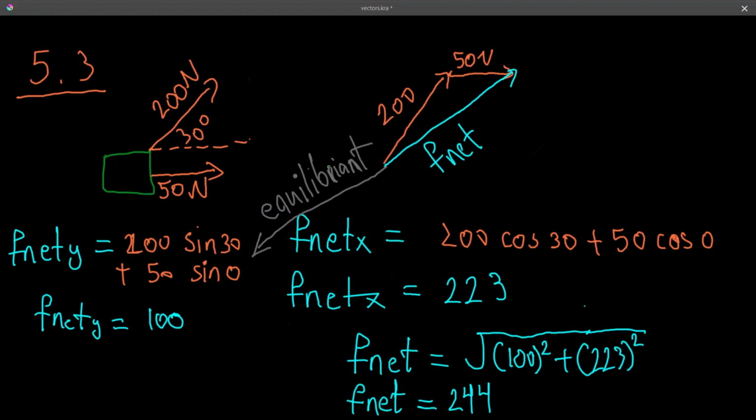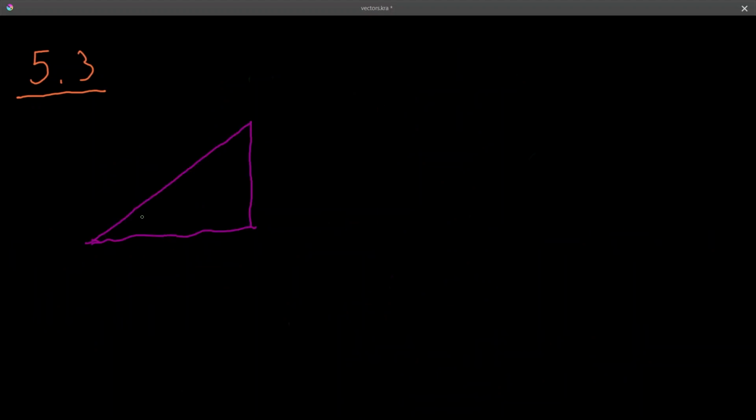That's the equilibriant. And the equilibriant has force equal to 244 newtons. Okay, now let's talk about inclined planes.